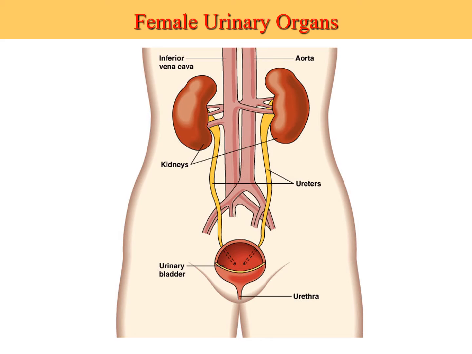And here you see the female urinary tract organs, starting at the tip here at the urethra, and moving upstream into the bladder, and then the two ureters moving up into the kidney, the two kidneys on either side.